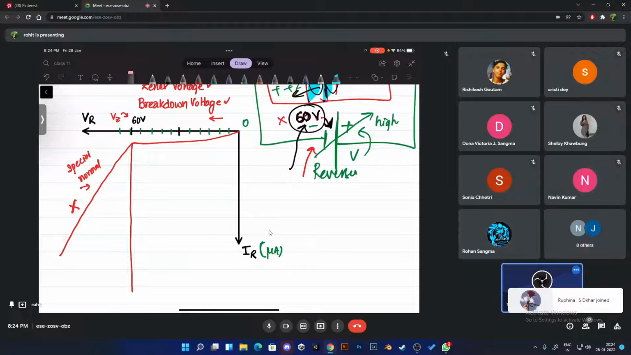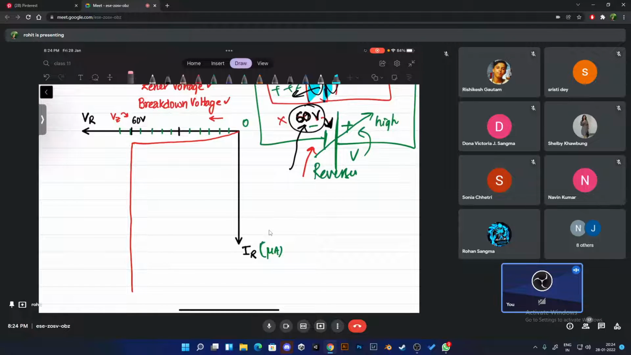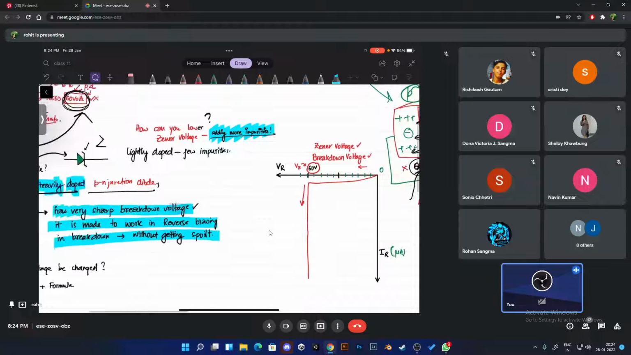Specially constructed diodes, okay? We are talking about specially constructed diodes, and for this specially constructed diode that is called a zener diode, the current is going to shoot up like anything. Look at this. The moment it hits 60 volts, the current is going to go boom, okay? Very fast. Rise very, very fast. Can you understand till here? This is the meaning of sharp breakdown voltage.